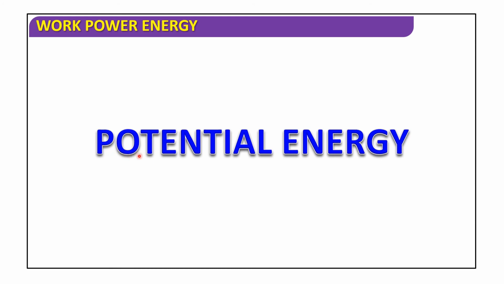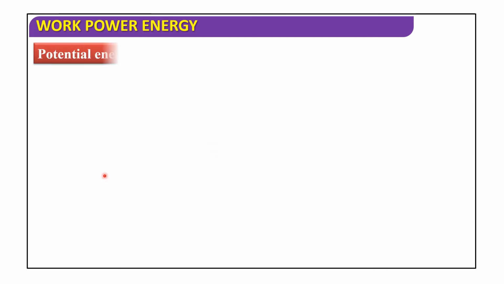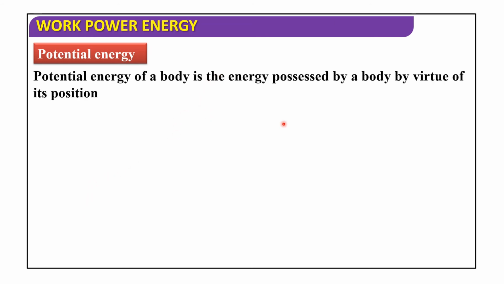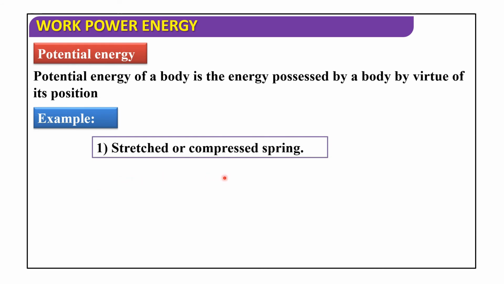Now I will discuss potential energy. The potential energy of a body is the energy possessed by a body by virtue of its position or configuration. Now I will discuss an example: a stretched or compressed spring. See this figure. Here we are stretching or compressing the spring. Whenever we stretch or compress it, its position changes, and the shape of the spring also changes.